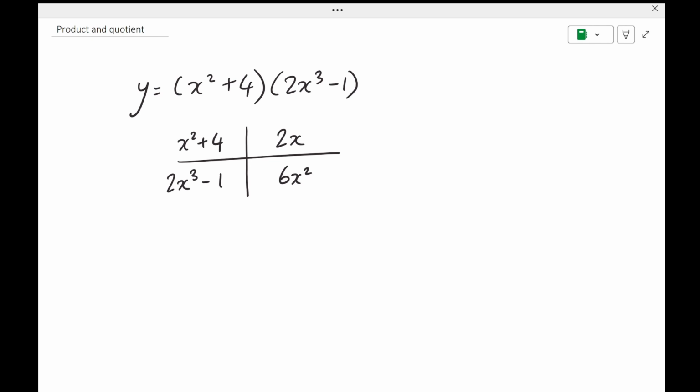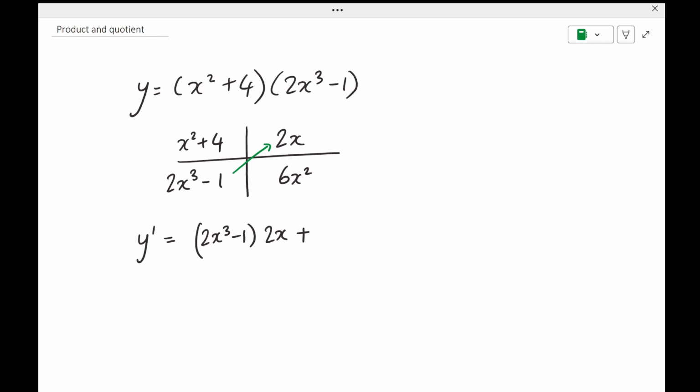Then, starting from bottom left, cross multiply. So, start writing y dashes. I just cross multiply 2x power 3 minus 1 times 2x. Product is multiply. Multiply is repeated addition. So, I put a plus sign. You do a plus sign.